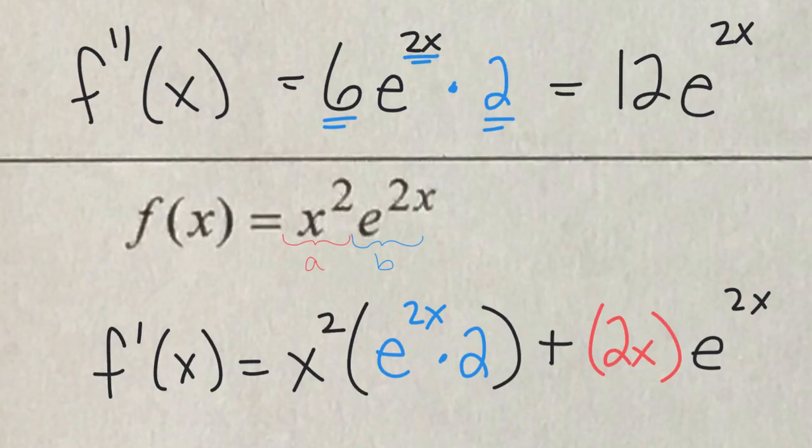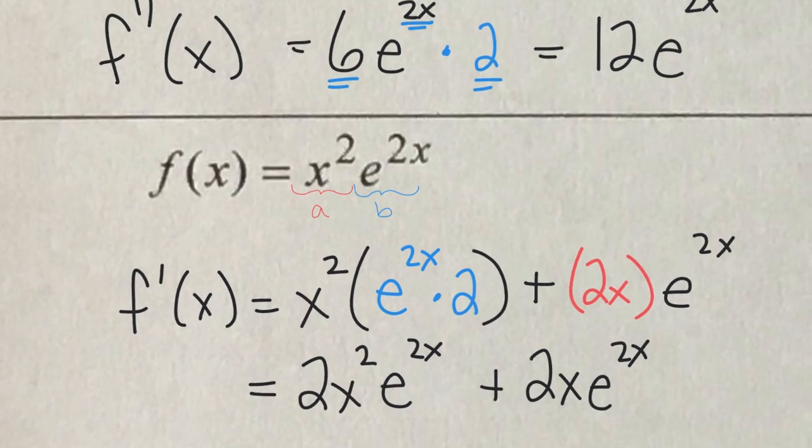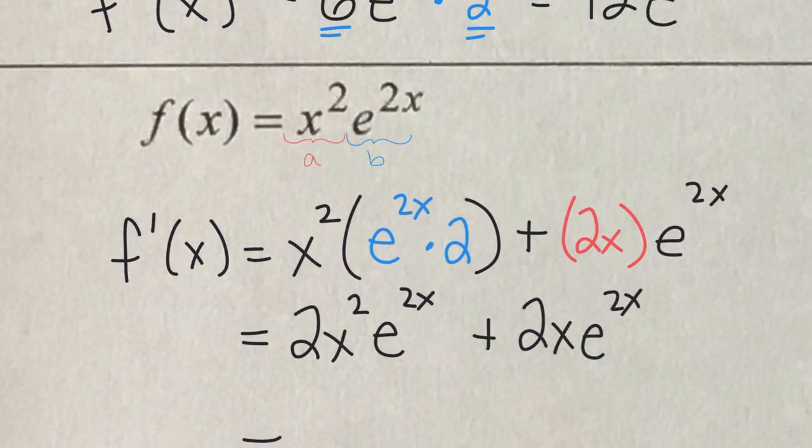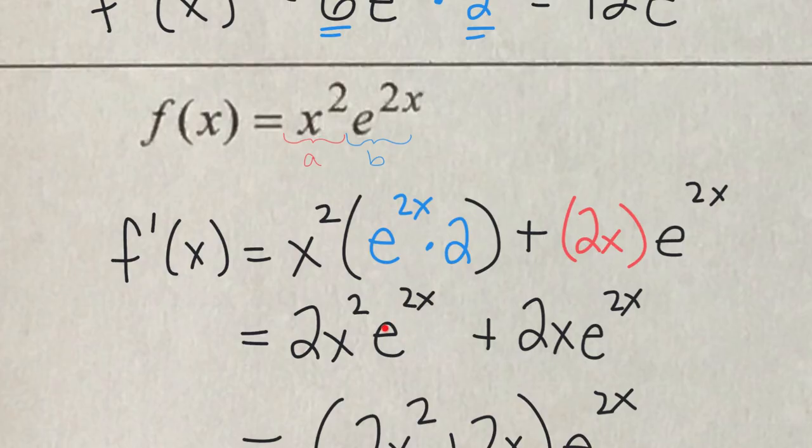So let's do some simplification. This is 2x squared e to the 2x, and this, well, this is just 2x e to the 2x. So then if we are going to use our common factoring technique, this would become 2x squared plus 2x times e to the 2x. Okay, so almost every exponential product rule problem will have a common e value, right? Because the derivative is itself.